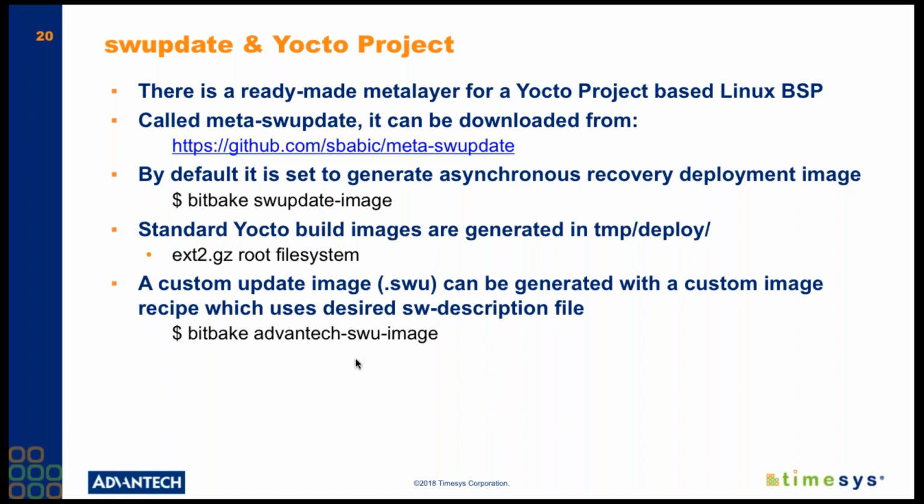Since Yocto outputs all the images into temp deploy, you can build a custom recipe for the software update image and reference those deployment images in there. So once I have the recipe, and you can see this Advantech SWU image, which is the one that I showed you in the previous slide, I can run bitbake on it, and that would produce a .swu that I can then deploy to the target device, to this Advantech board.